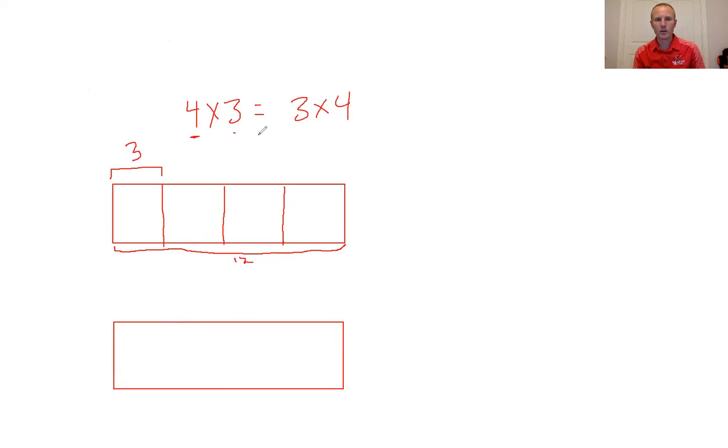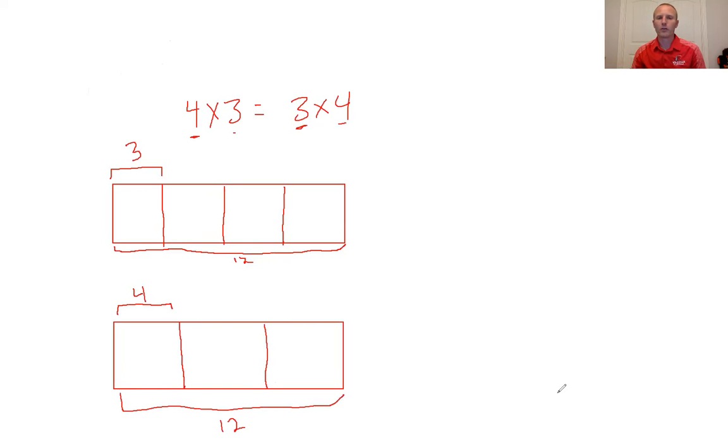And then the next one has 3 groups of 4, so that's going to look slightly different. Now I have 3 units, and each has 4 things in it. And if you count by 4s 3 times, you get a total of 12. So notice our result was the same. Both of these came out to 12, and we've showed 2 different ways to draw the tape diagram.